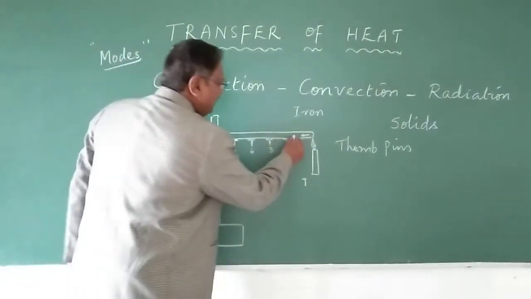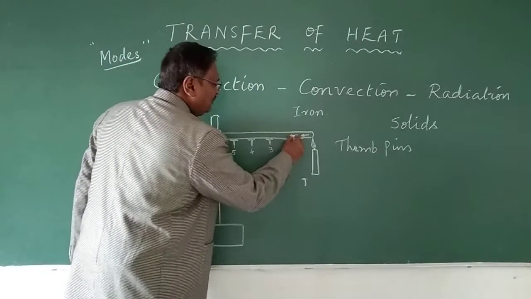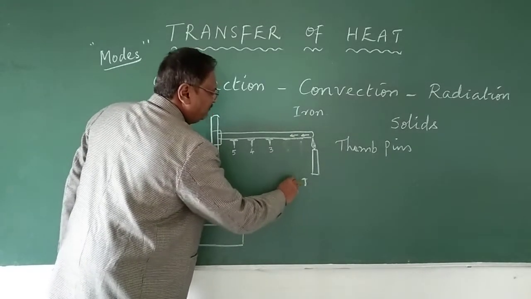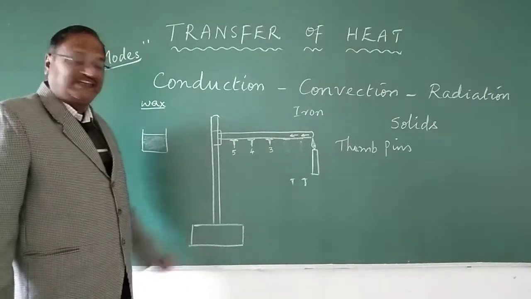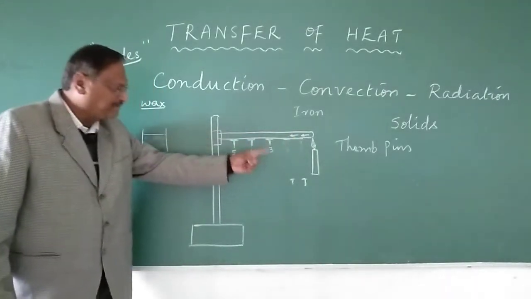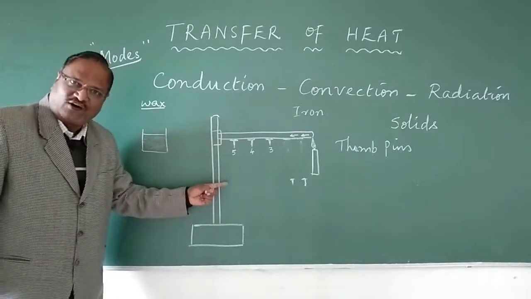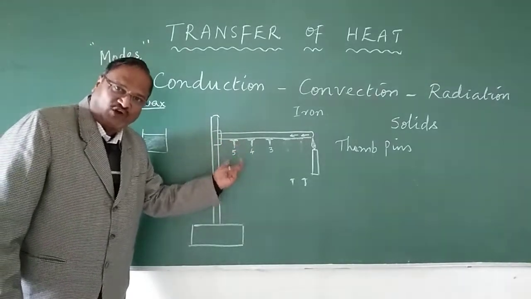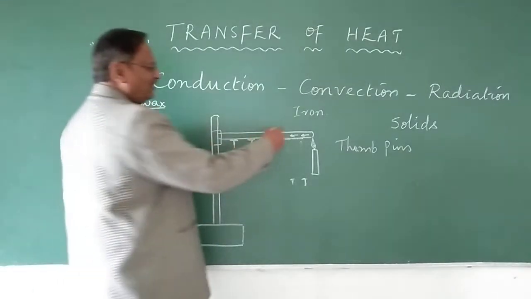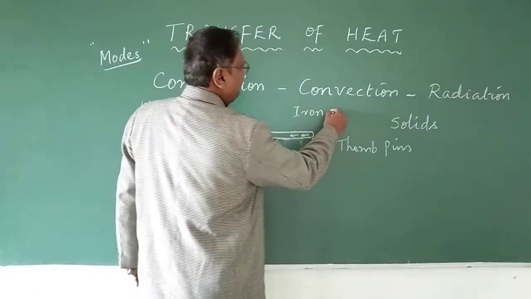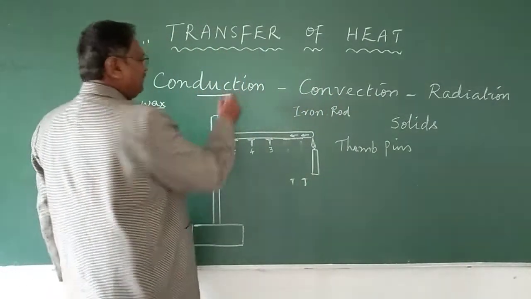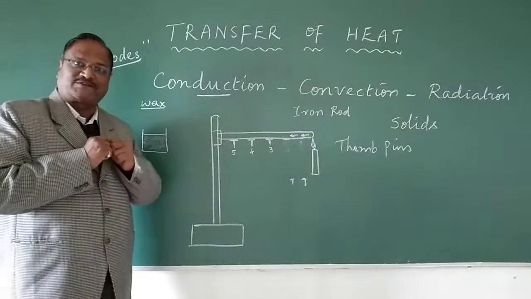Now the heat will again transfer, and pin 2 will fall down. Again pin 2 has fallen down. Here conduction is taking place, and so pin 3, pin 4 and pin 5, all the pins will fall down one by one, because the wax will melt with the heat given by the candle here, and the iron rod transfers the heat by the method called conduction.